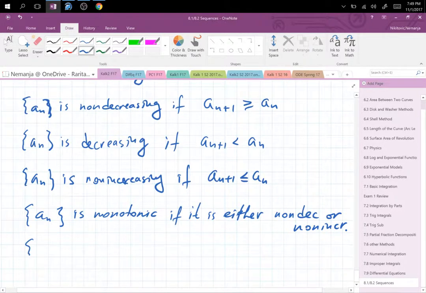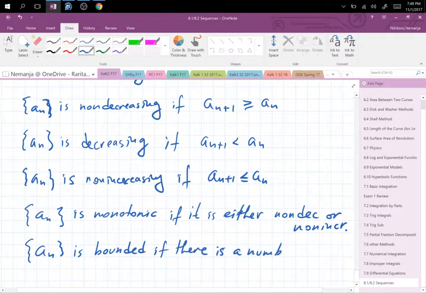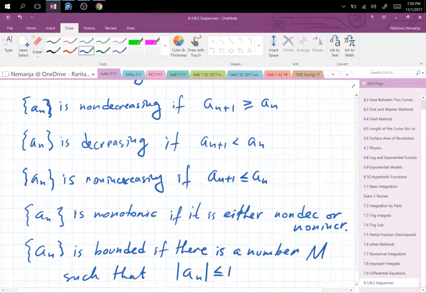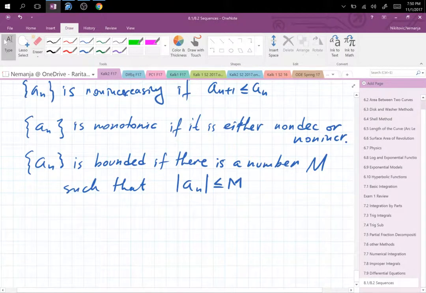And finally, bounds. A sequence a_n is bounded if there is a number M such that the sequence is smaller than that M. So all these are words: you have increasing, decreasing, non-increasing, non-decreasing, monotonic, and bounded.